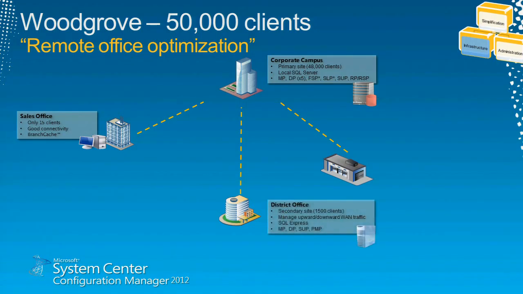Down in the district office, down in the middle, they put a secondary site. So 1,500 clients, and they want to manage not only the content download, but also the client upload of data and client policy traffic. So put a secondary site down there, supporting those 1,500 clients, using SQL Express, and a management point and distribution point by default. If you want to control client traffic for policies, you probably want to control it for scanning for software updates, so put a software update point up there as well.